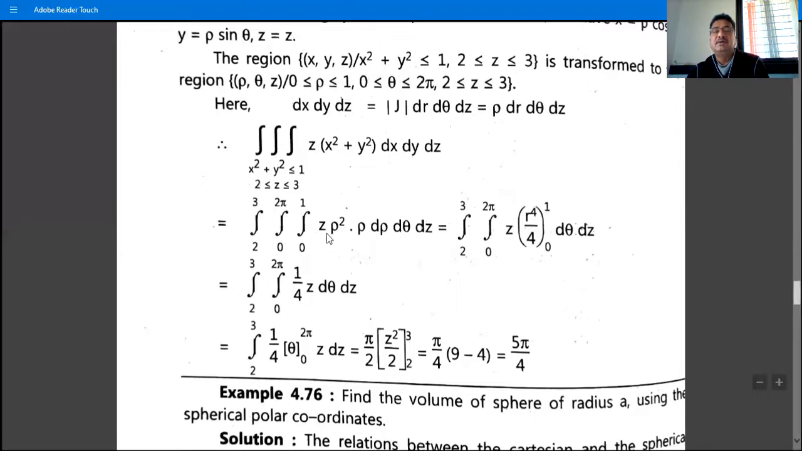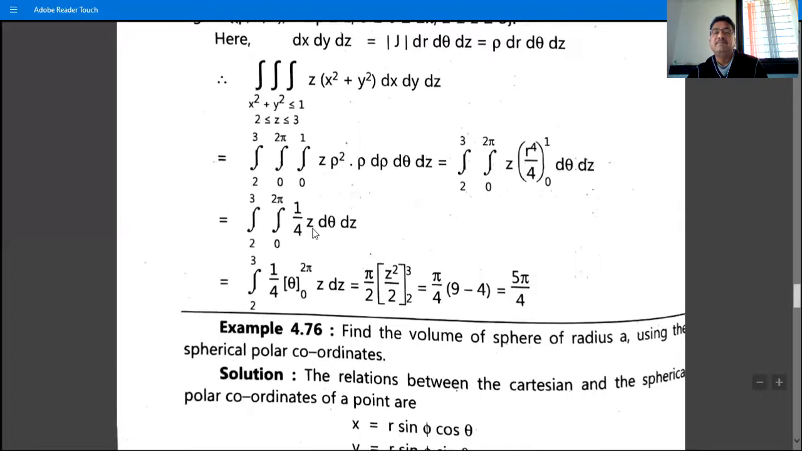And x square plus y square is r square, and dx dy dz is replaced by r dr d theta dz. Then r square times r is r cube, and its integration is r raised to 4 by 4 from 0 to 1. The value at the upper limit minus the value at the lower limit gives 1 by 4. Then the integration with respect to theta, with the integrand constant, over theta from 0 to 2 pi gives 2 pi. And lastly the z integration, z square by 2 from 2 to 3. We have the answer 5 pi by 4.